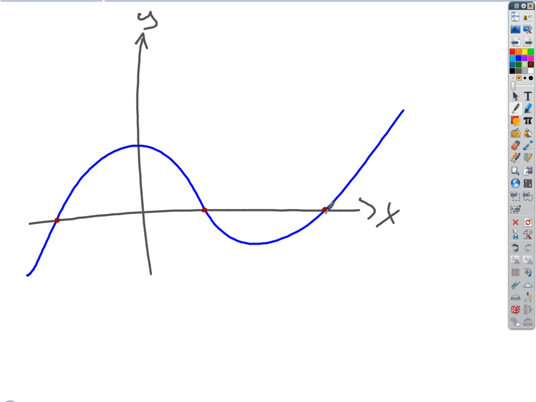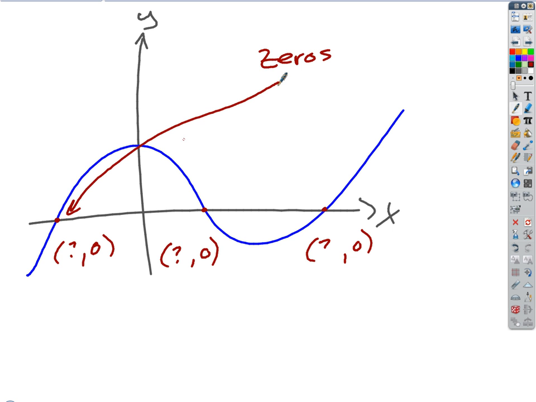If I look at the coordinates of all three of those places, in each case, the y coordinate is going to be 0, right? Does that make sense? What I'm looking for are the x values. Those are the zeros, okay? So zeros and x-intercepts mean the very same thing. Okay, so it's where y equals 0.